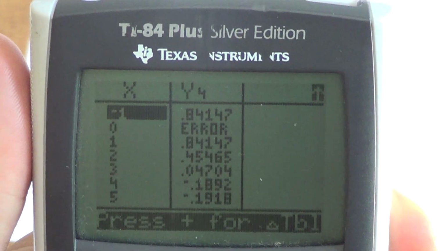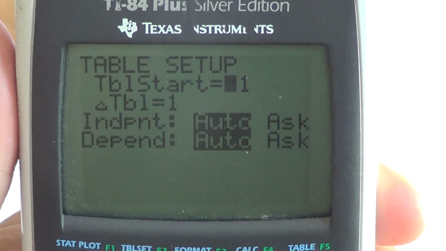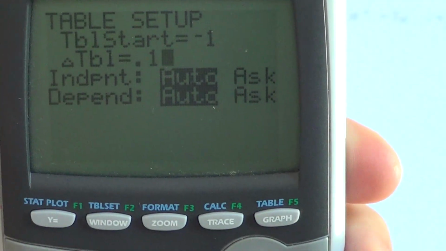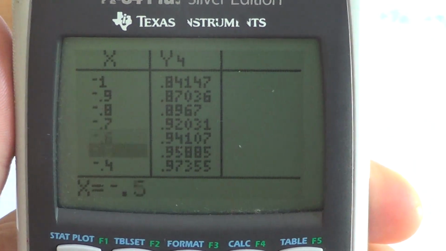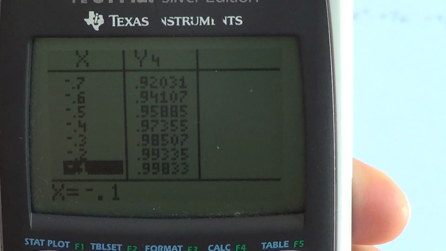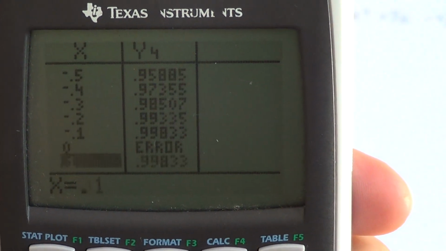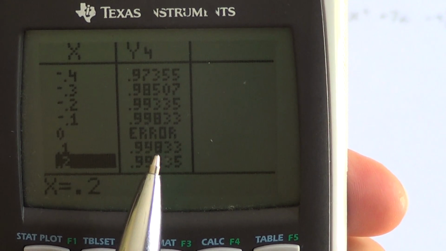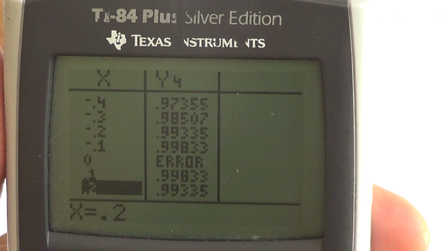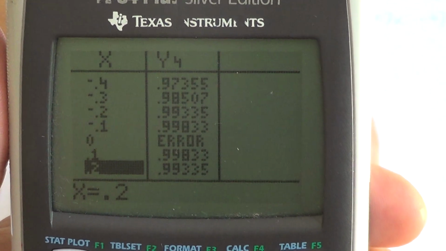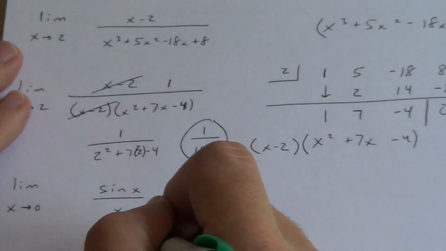So what I'm going to do is go to my table set. I'm going to start at -1, and I'm going to count by 0.1 instead of just by 1s. Alright, and I'm going to go back to my table. So as I get closer and closer to 0 now, you can see those y values are getting closer and closer to the number 1. We're at 0.998. Both sides, looks like we're getting right there toward the 1 value. We'll actually look at this problem a little more in detail throughout the year, actually early on in the year. Alright, so this one, just by looking at the table, we can see that the answer is 1.